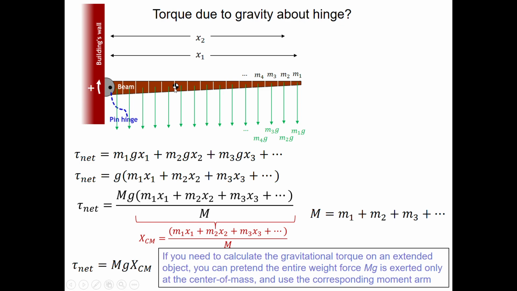So the center of mass here is a location, and it's denoted by this little black and white circle. If we pretend the full force, the total mass of the object times little g, acts at this location, then we only have to use the corresponding moment arm, which we would call the x-coordinate of the center of mass, if x is the direction perpendicular to the gravitational direction. So the statement is down here in blue. If you need to calculate the gravitational torque on an extended object, you can pretend the entire weight force is exerted only at the center of mass and use the corresponding moment arm.